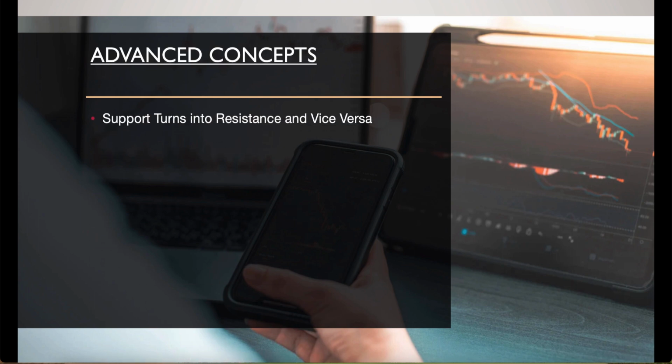Now, advanced concepts are quite simple. Like I was saying to you guys, once a support gets broken, it becomes a resistance, because that's the price. Let's just say this line is here and it gets broken. First it was below us as a support, but we broke that and we fell through it. Now that's above us, meaning that's resistance. I'll be showing you an example on that as well, and vice versa.